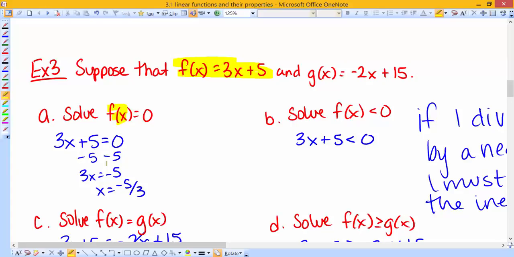You should know that. Then for b, it says f of x is less than 0. So it's the same thing that I did in A, but with a less than. And then I go through and I do the exact same work. So I subtract my 5. I have 3x is less than -5, divide by 3. And x is less than -5/3. So you can see you get the same answer for both. One's an equation, one's an inequality.